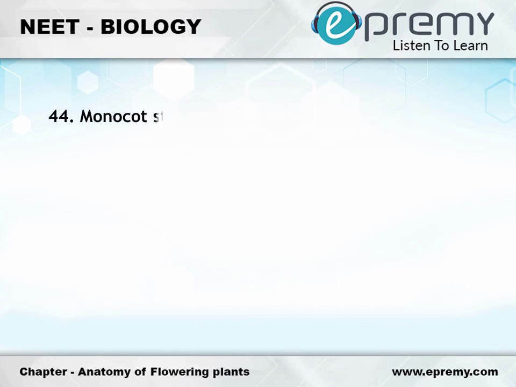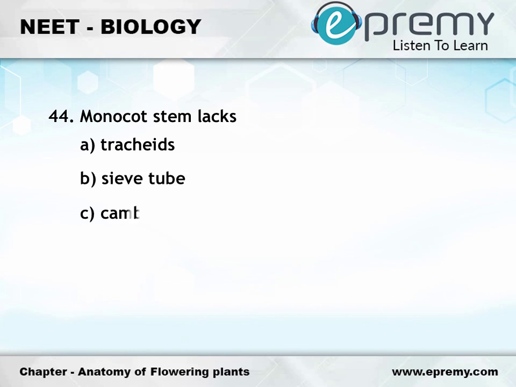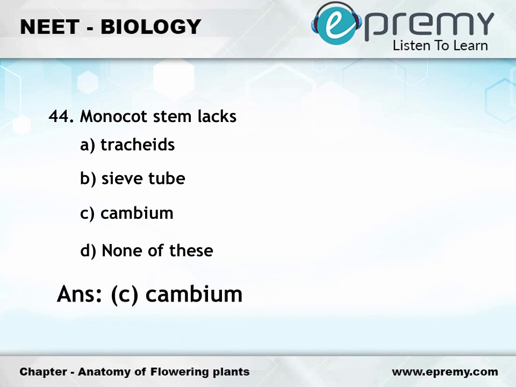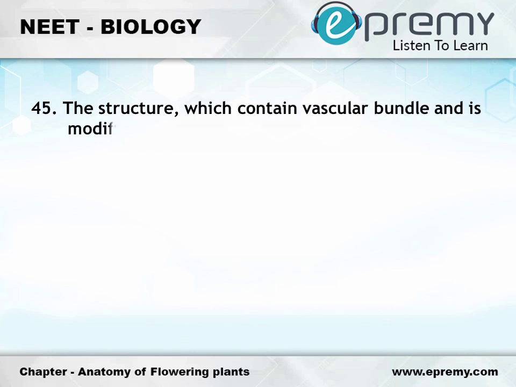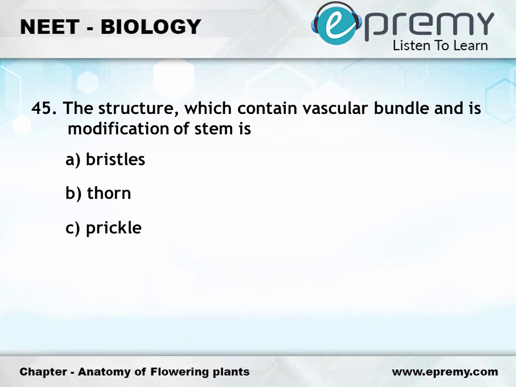Question number 44. Monocot stem lacks option A, tracheids. Option B, sieve tube. Option C, cambium. Option D, none of these. Answer is option C, cambium. Question number 45. The structure which contains vascular bundle and is a modification of stem is option A, bristles. Option B, thorn. Option C, prickle. Option D, spine. Answer is option B, thorn.